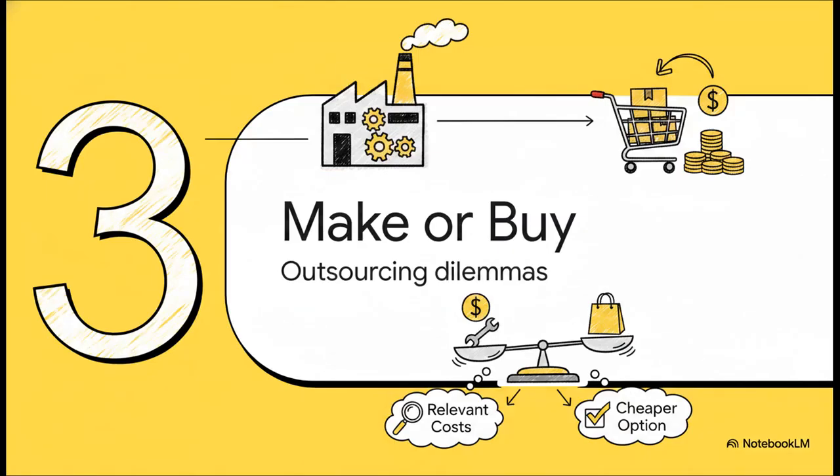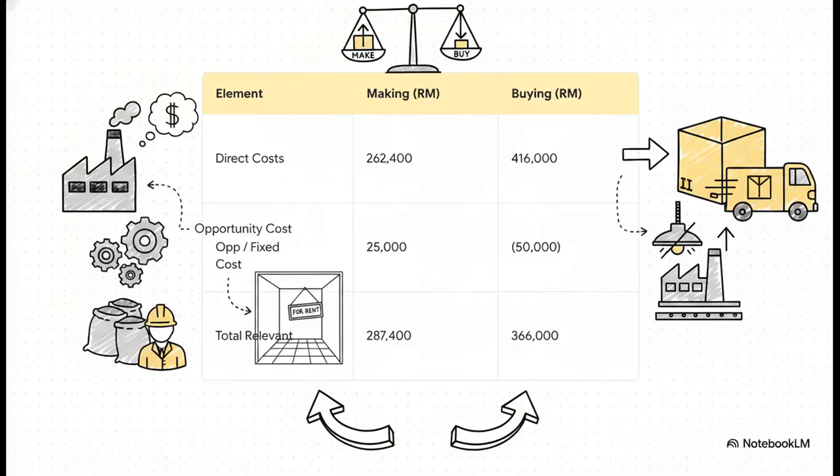Section 3. Make or buy decisions. Okay, moving on to the classic outsourcing dilemma. Does a business manufacture a component internally in its own factory, or do they just buy it from an external supplier? The rule here is incredibly simple. Choose the cheaper option, but only look at relevant costs.